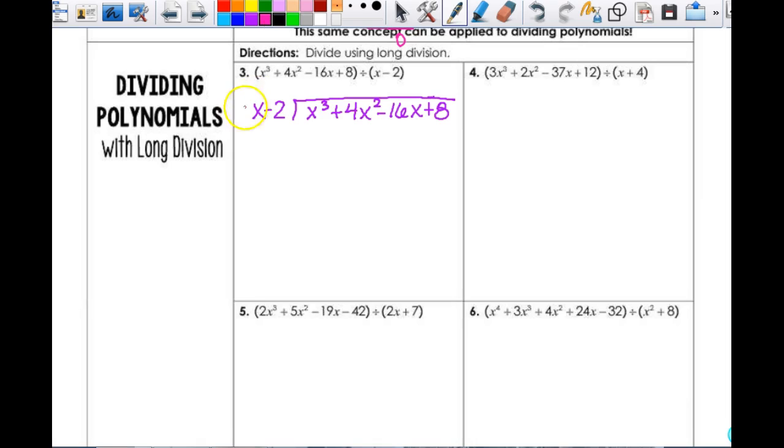You take this first term here and this first term here. So if I take x to the third power and divide by x, what am I left with? X squared. Everybody agree with that? So I write that above my x squared term. It's very important that you actually line things up. So just like we did up here.